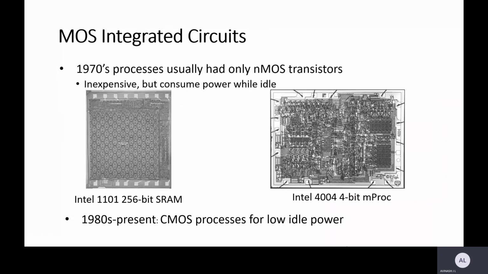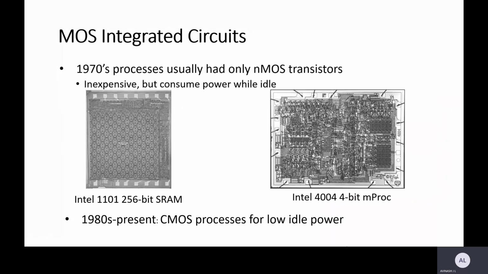So we can see the MOS integrated circuit. In the 1970s, processors usually had only NMOS transistors. NMOS transistors are inexpensive but consume more power while idle. So NMOS transistors require more power consumption when they are idle.